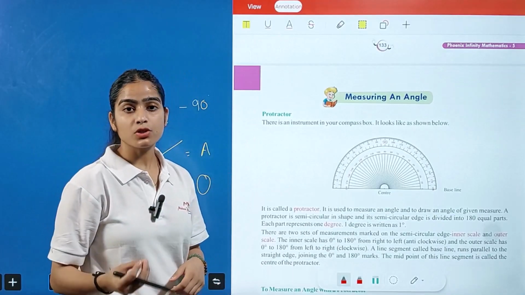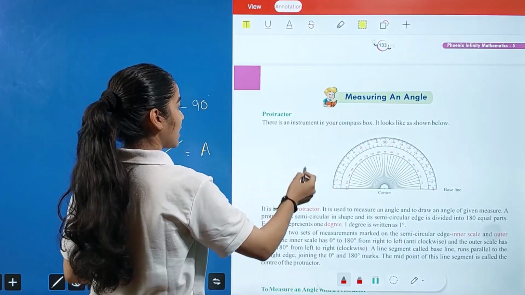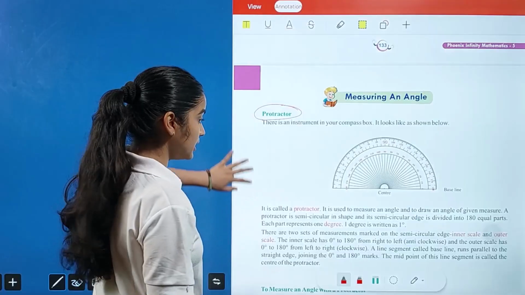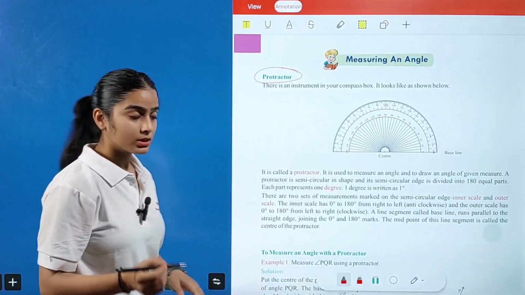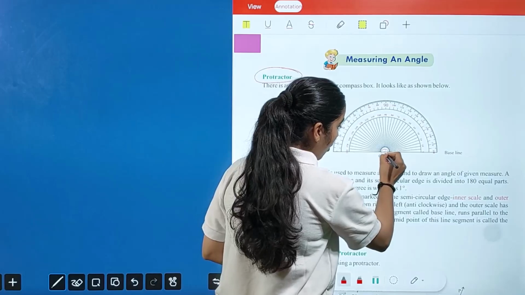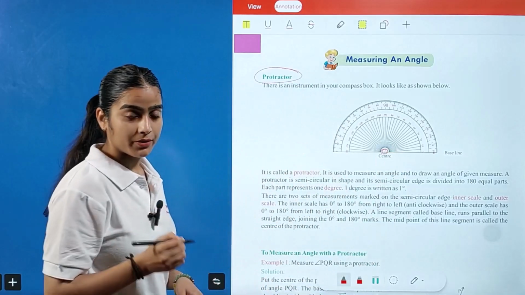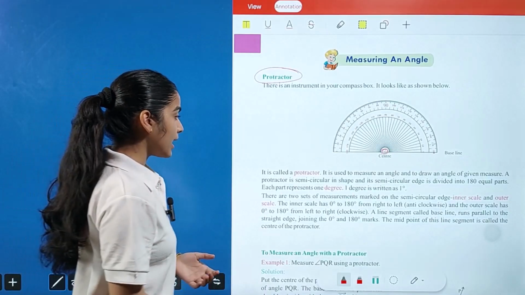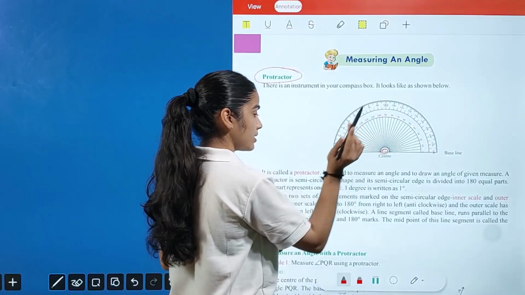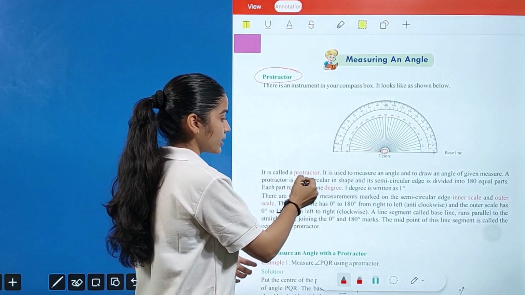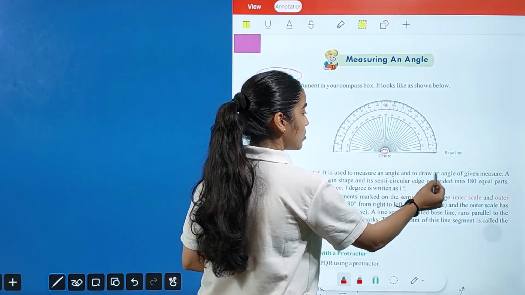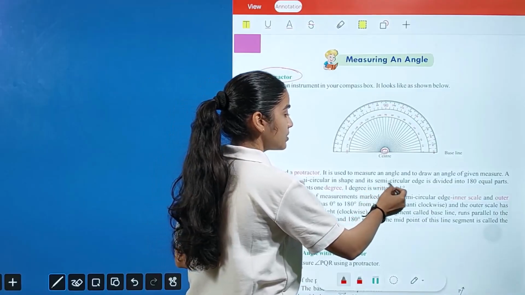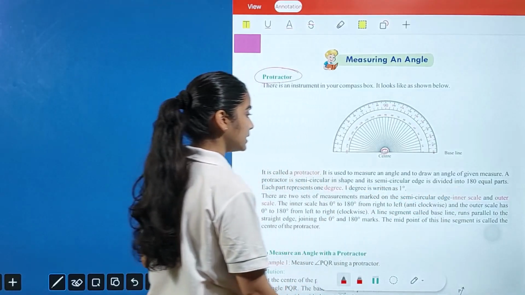Now, how can we measure an angle? To measure an angle, we use this protractor, which we also call the D. What you have to do is put this center point on the initial point of the ray, which you can also call the vertex of your angle. By doing that, you can easily measure your angles. Let's see how. It is called a protractor. It is used to measure an angle and to draw an angle of a given measure. A protractor is semicircular in shape and its semicircular edge is divided into 180 equal parts.